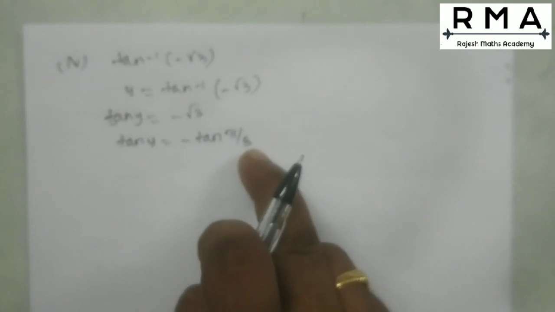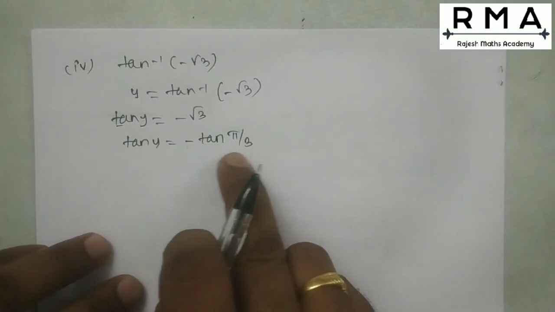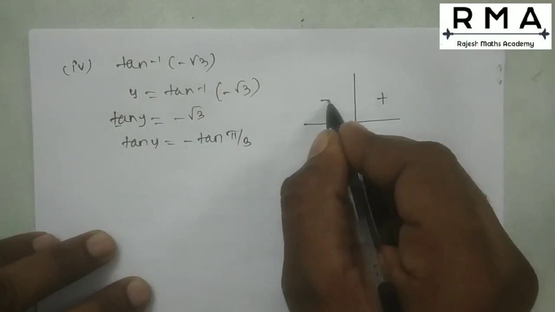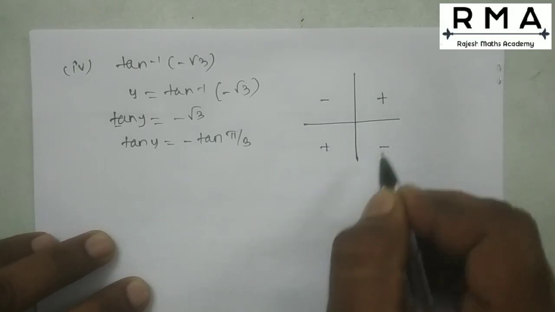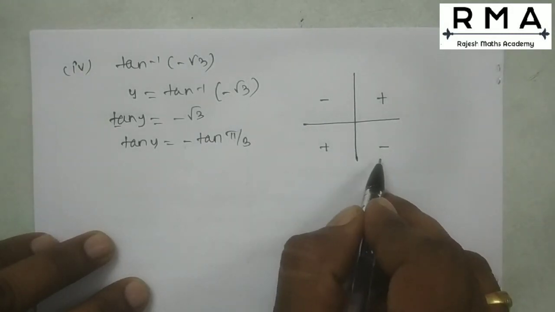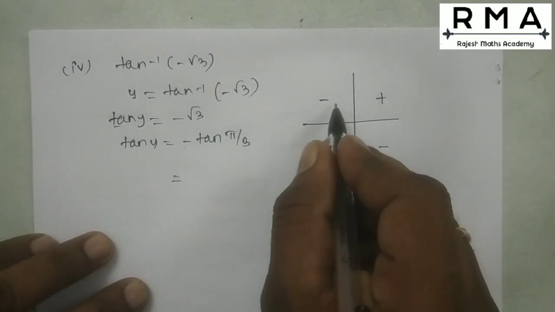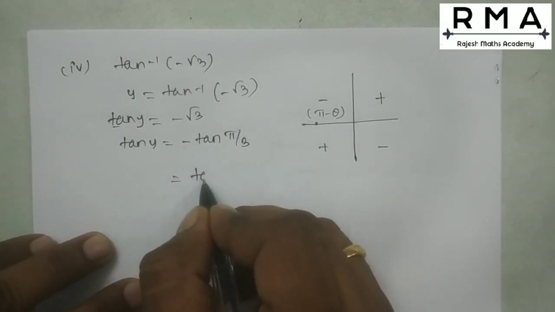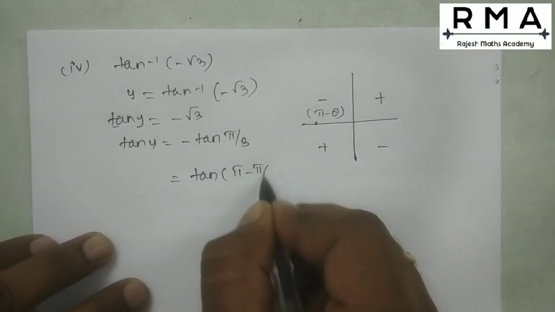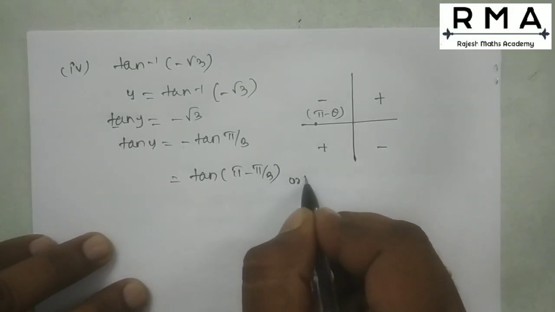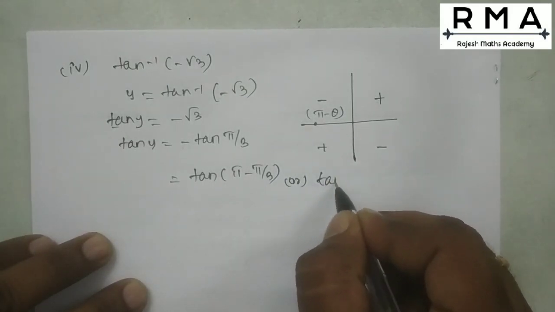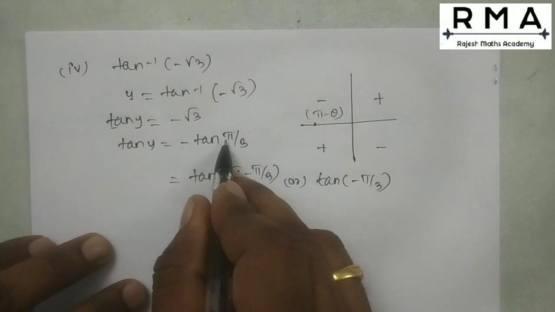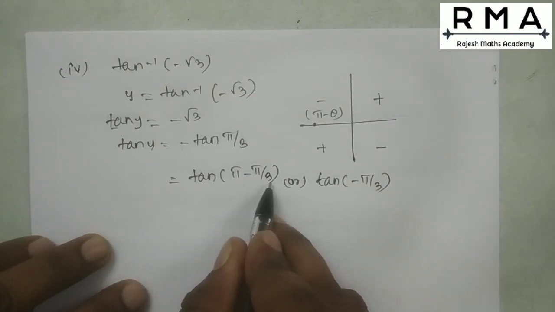Now we have to check the symbol when tan will take negative. Here it is positive, here it is negative, here it is positive, here it is negative. So the second quadrant and fourth quadrant it is negative. So how to mention second quadrant? As I said already, second quadrant means pi minus theta. So we have to write this as tan of pi minus pi by 3. One more value, when tan is negative: minus theta, that is tan of minus pi by 3. See that tan minus theta equal to minus tan theta, tan of 180 minus theta equal to minus tan theta.